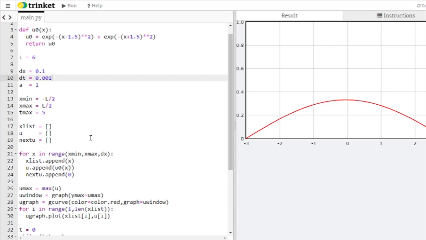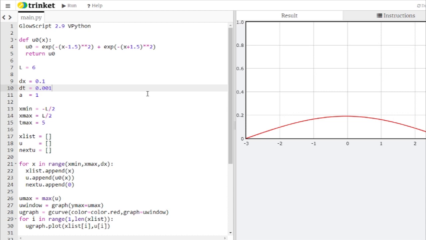So anyway, I hope that's a useful introduction to you for this difference equation method. I know it's something new, it's something different, but really you can use this to study any differential equation. And next time we're going to apply this to the Schrodinger equation, the differential equation for quantum mechanics.